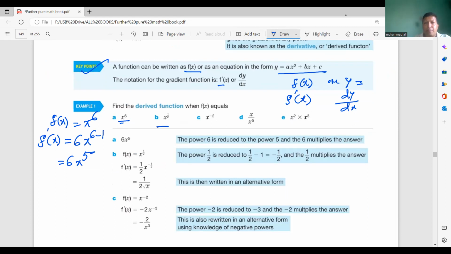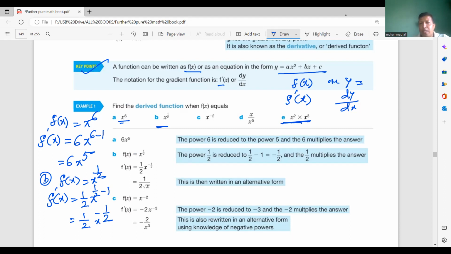Like part b, f(x) equals x to the power half. If we do differentiation, we have to write f prime x equals this power comes first, half, x to the power half minus 1. So it will be half x to the power minus half. In this way, we can do differentiation.